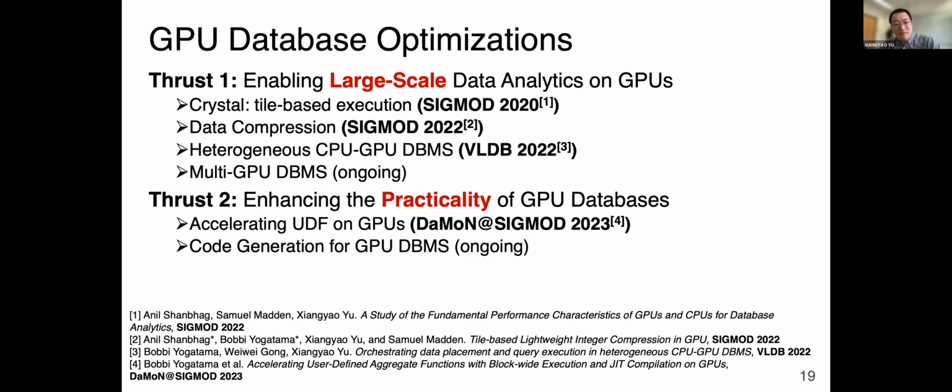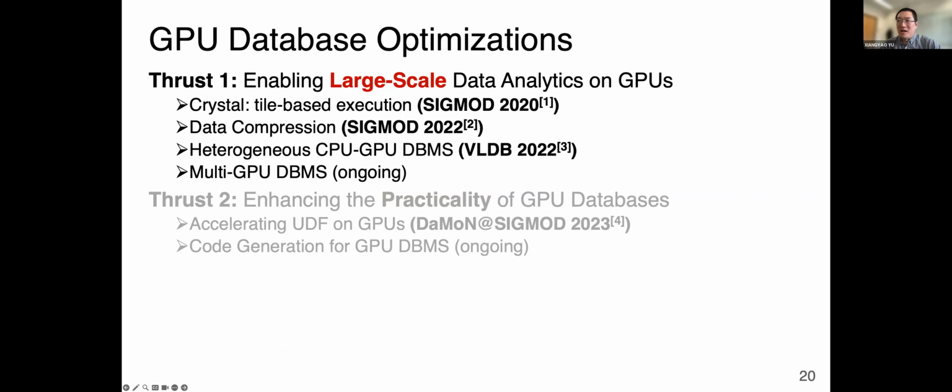The second thrust of our research is on enhancing the practicality of GPU databases, so how to make it easier for people to use it. Regarding that, we have done two lines of work. One is to accelerate user-defined functions, and the second one is to do code generation. I'm mainly focused on the first thrust, and I'll probably spend more time on the heterogeneous CPU-GPU database because I think those are the papers you have probably read. But I'll also talk about the other work.